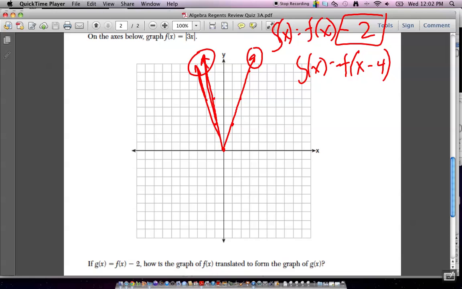When we write our answers, this would be like a part 2 or part 3 question? Do we have to write that the vertical shift would be moved down 2, or would you just write down 2? I think down 2 would be fine, all right, I really do.